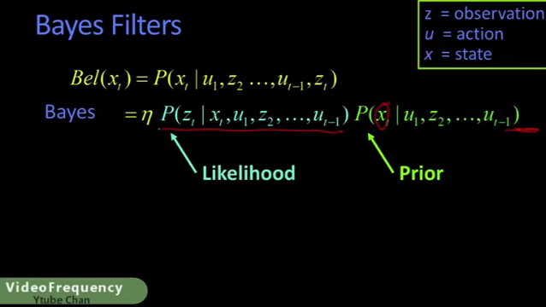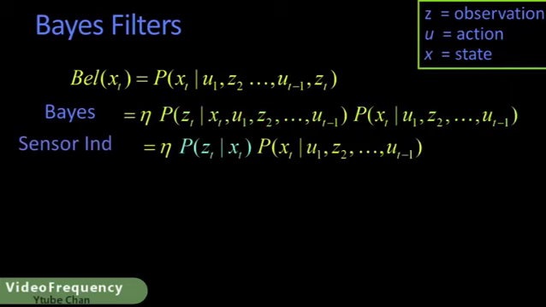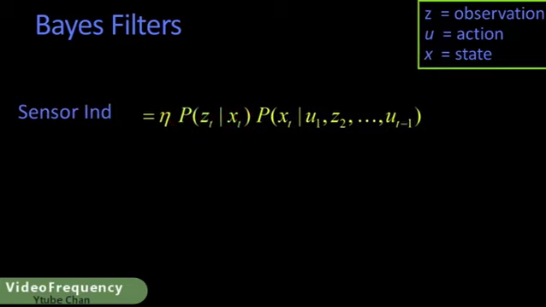What's the likelihood of getting that value? Well, our sensor independence that we talked about before says if you have the state xt, then none of this stuff matters, and it's just P of zt given xt. That's sensor independence. All right, so here we are.